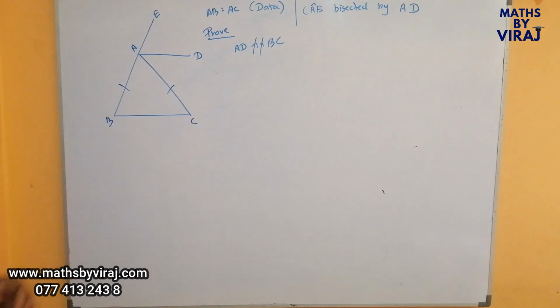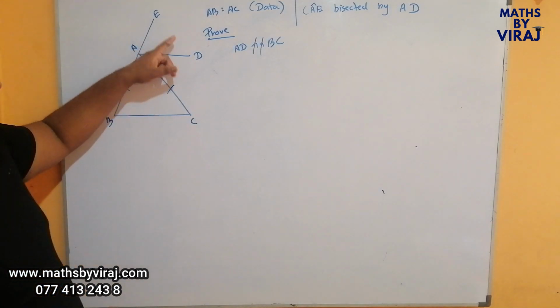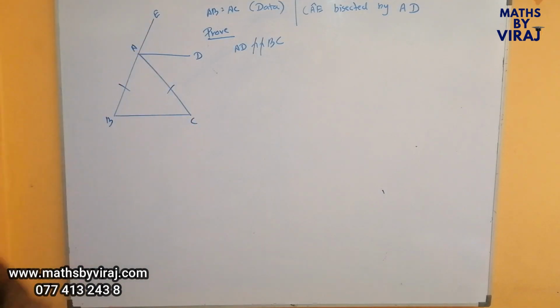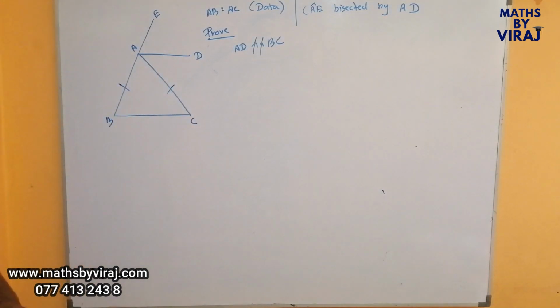Children, let's look at another example. Here, it is given to us as data that side AB is equal to side AC and the angle CAE is bisected by AD. So, what we have to prove here is that AD is parallel to BC.